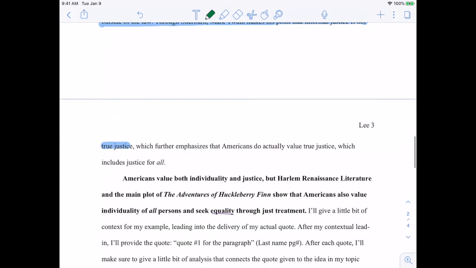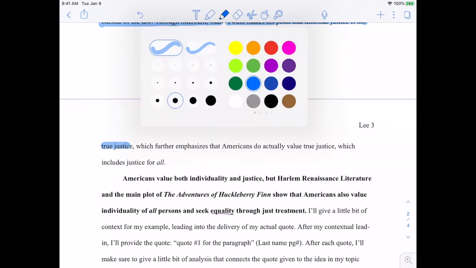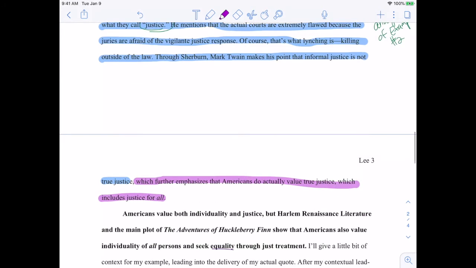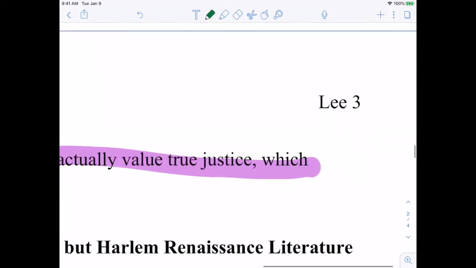Finally, I've got something else to highlight here. I'm going to do that in purple because it's kind of similar to what I had in pink. Okay, so it was Mark Twain makes his point that informal justice is not true justice, which further emphasizes that Americans do actually value true justice, which includes justice for all. What I'm doing here is I'm transitioning to my next paragraph or idea.